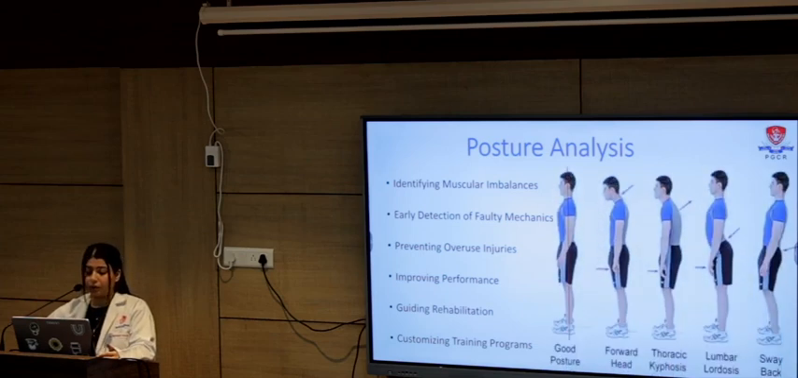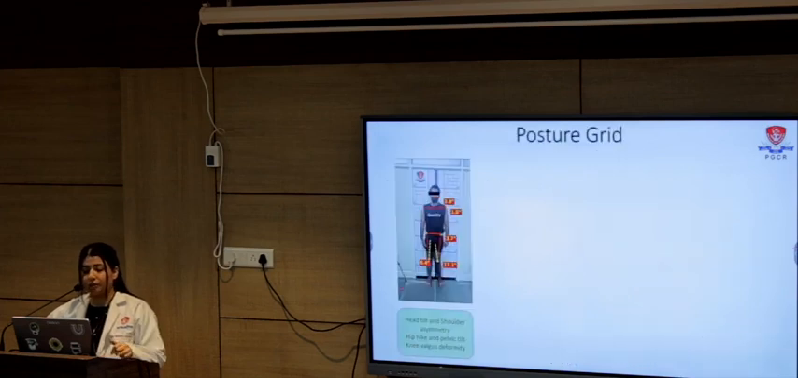There are some examples of poor posture in humans that can lead to sport injuries like forward head posture, thoracic kyphosis, lumbar lordosis, and a sway back posture. Example of a polo player who had knee injury and came to us with complaints of knee pain and back pain. After posture analysis, certain biomechanical issues were found that are shown here.